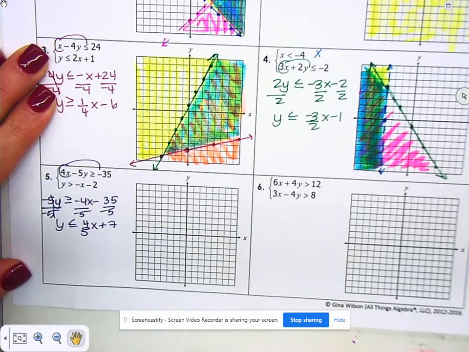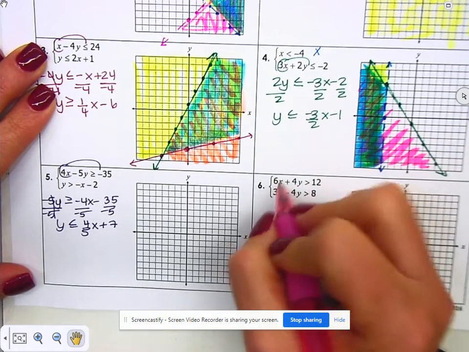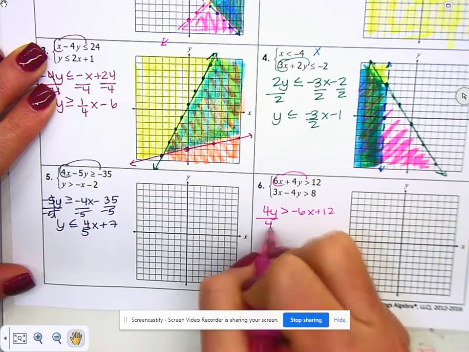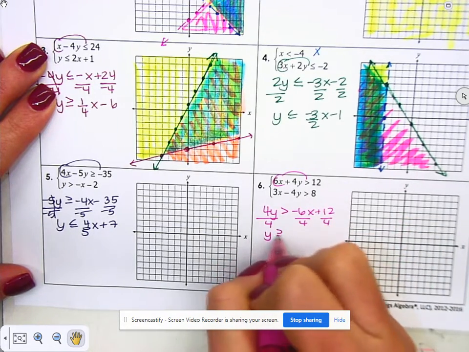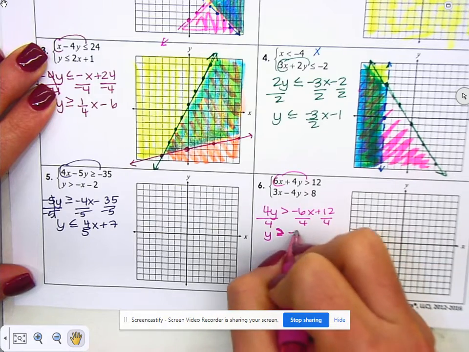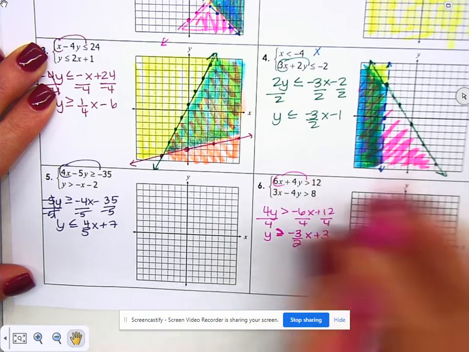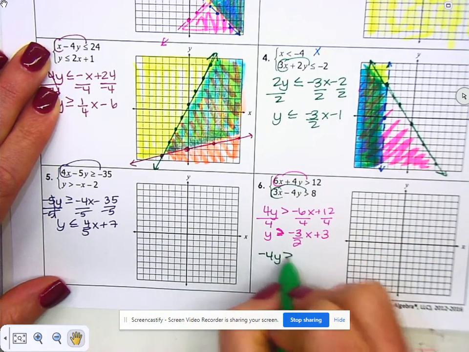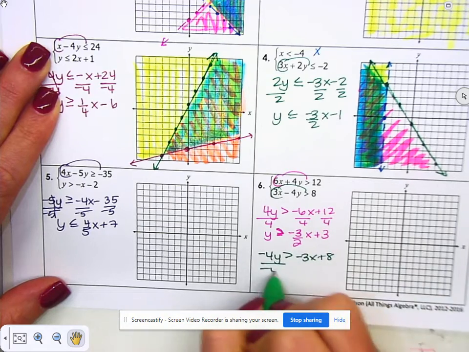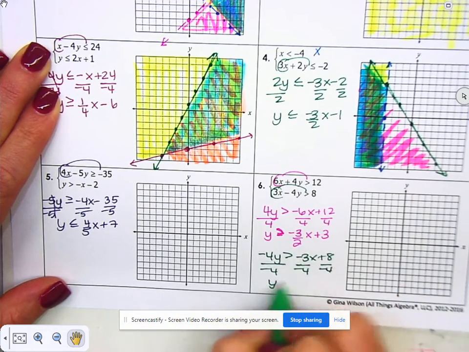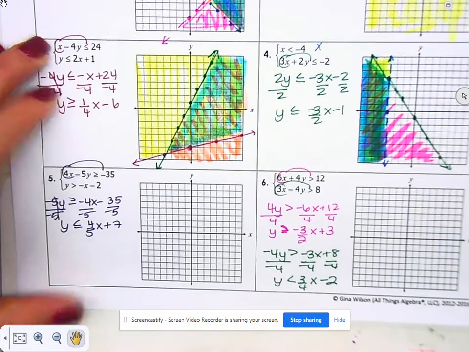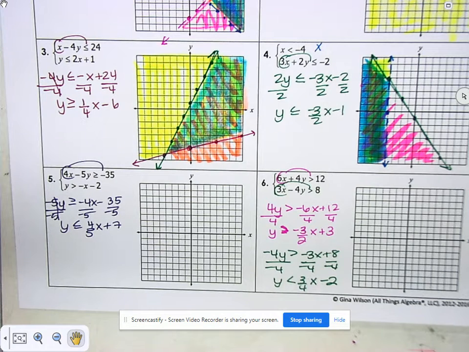Okay, and this one's already good. Oops, no equal to there. Make sure you reduce your fractions for that one. And then the bottom one. So we did divide by a negative here, so I am going to have to flip my sign. Okay. All right. So all of those are arranged in slope intercept form. So that makes it super easy for me to graph from there.